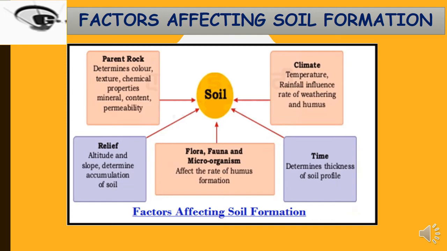The fourth factor is flora, fauna, and organisms. It affects the rate of humus formation. So if there is a good amount of microorganisms in the soil, it would be more fertile. The last factor which determines the soil formation is time. It determines the thickness of soil profile. So children, for your fact, it takes hundreds of years to make 1 centimeter of soil.